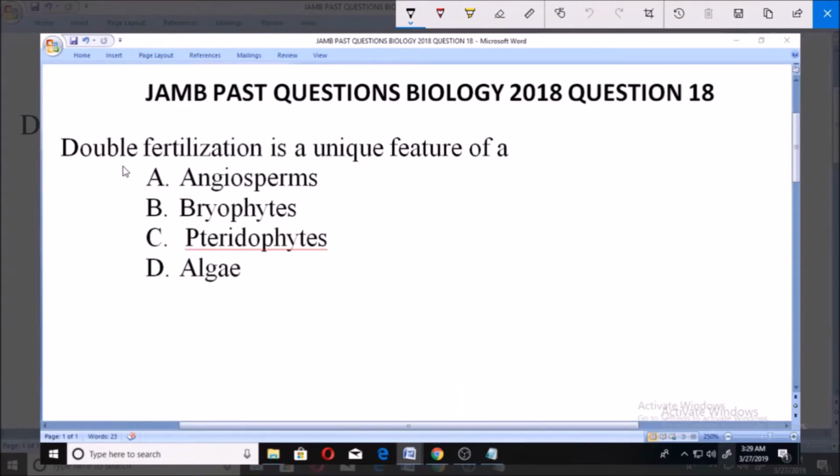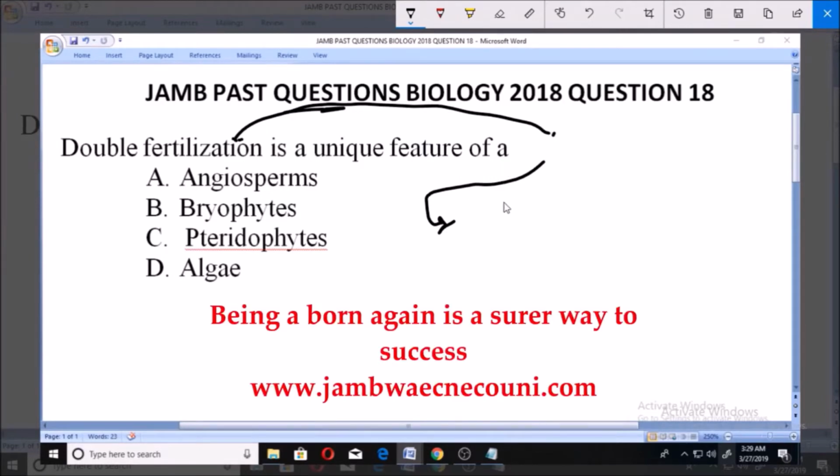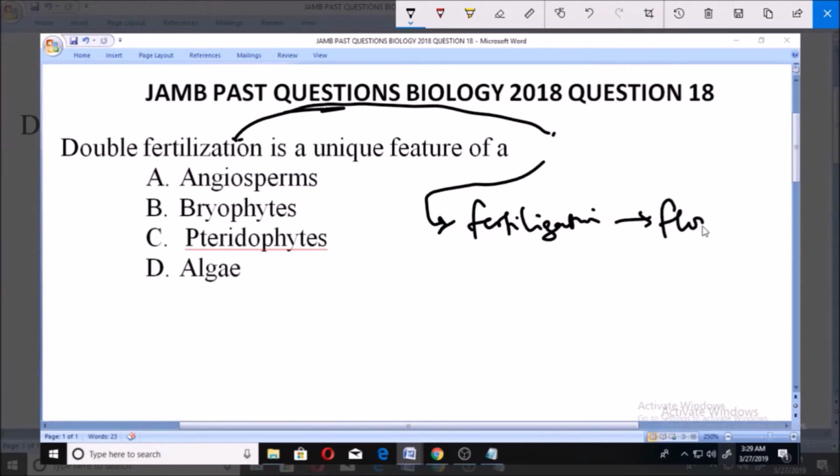Now before we talk about it, what is double fertilization? Double fertilization is a complex fertilization mechanism of flowering plants. So the type of fertilization that happens for flowering plants is complex. Now, how does it happen? And these flowering plants that we talk about are also known as angiosperms.